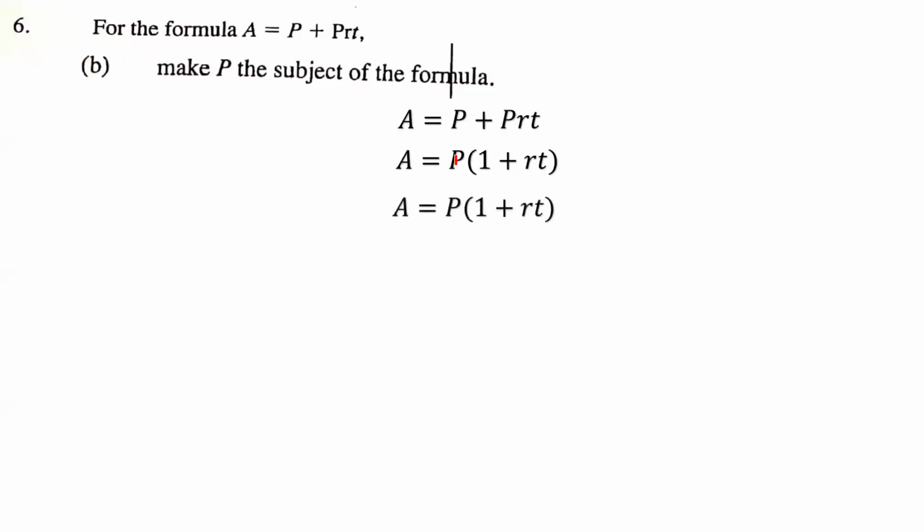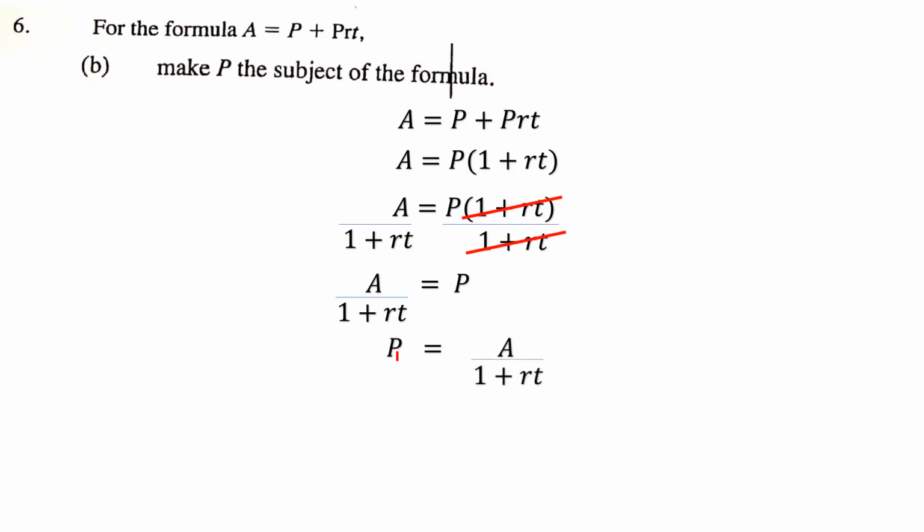Then we can divide both sides, because remember, we just want P on this side, so we divide both sides by 1 plus RT. We cancel on this side, so we're just left with P is equal to A divided by 1 plus RT. We switch the equation so that P is on the left-hand side. And so we have that P is equal to A divided by 1 plus RT. And that's our final answer. So P is the subject of this equation now.